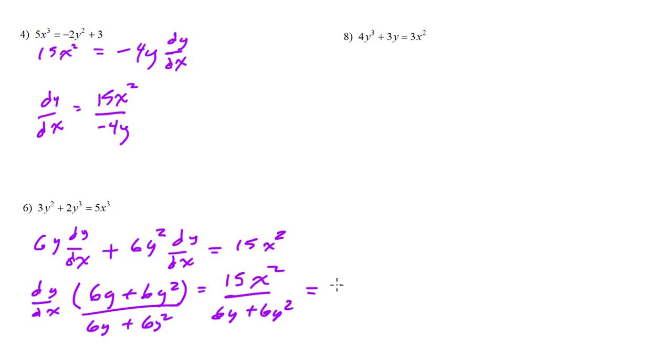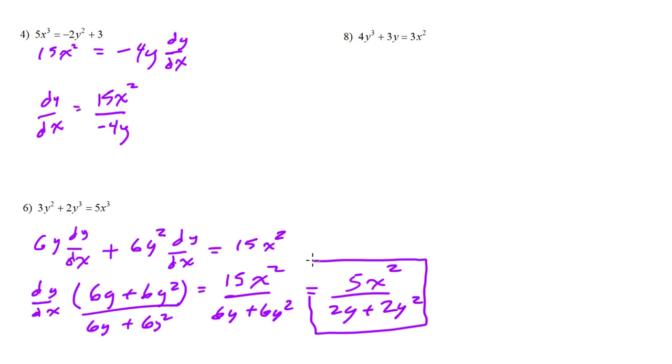And of course, we might want to simplify that. So you can see that 3 is going to go into everything. So that's going to give us 5x squared over 2y plus 2y squared. And that would be our final answer.